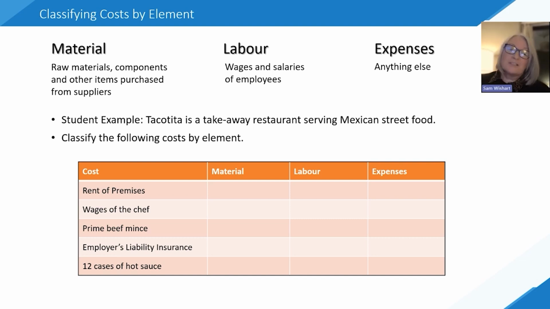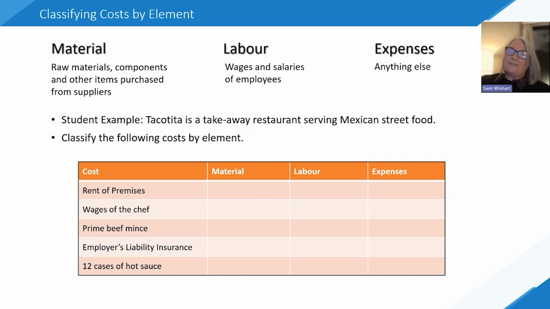And we're going to think about a business called Tacatita. They're a takeaway restaurant serving Mexican street food, particularly relevant. I'm having tacos for my evening meal this evening. So quite a relevant example there.